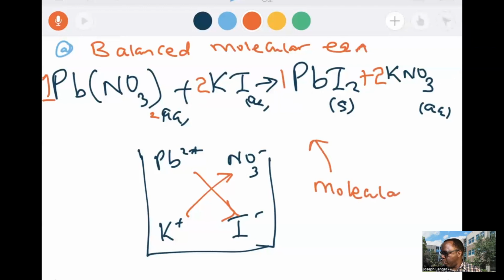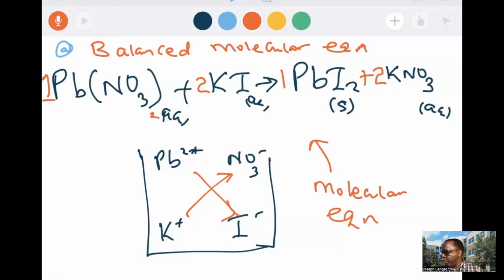Molecular, and it has got to be balanced. If you fail to balance the molecular equation, it wouldn't matter for the other two equations. Chances are you'll get both wrong. So this is just the first type of reaction in aqueous solution. You need to know the molecular equation.